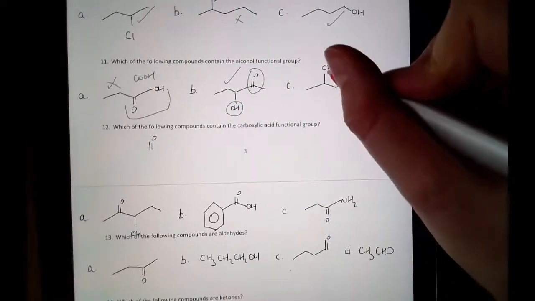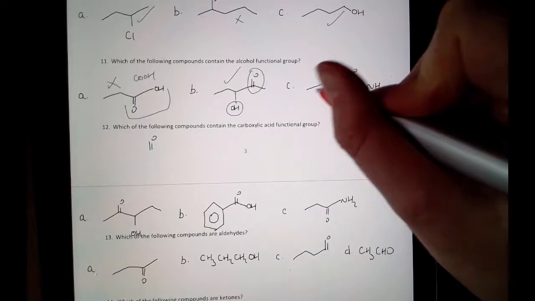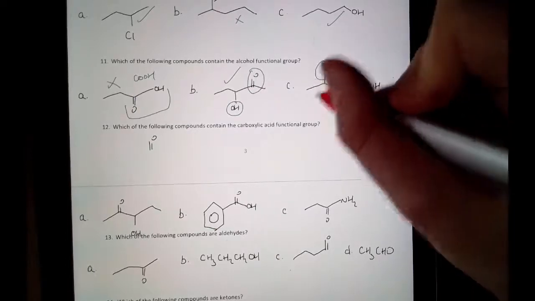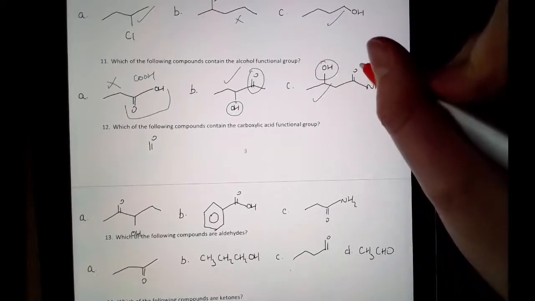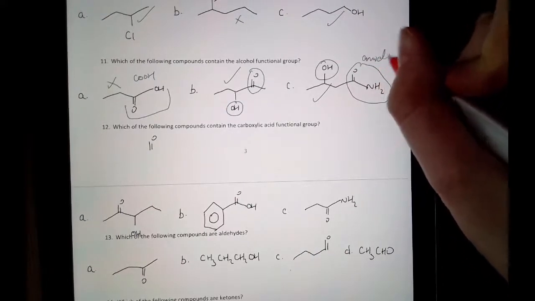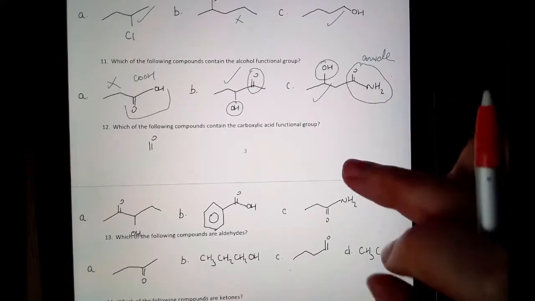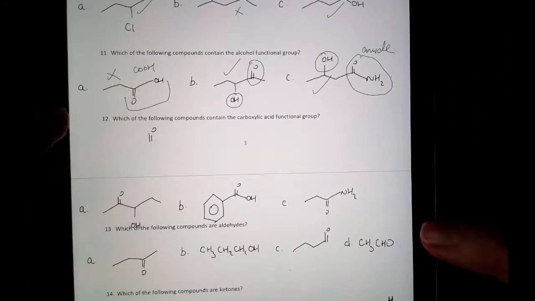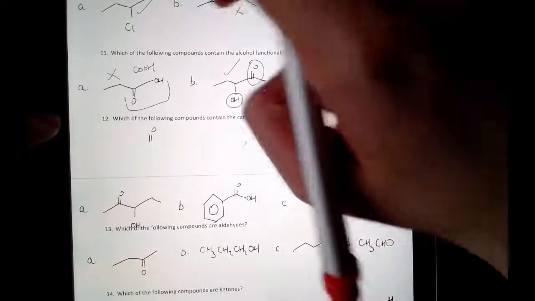Here, again, that OH is on a carbon that's not bonded to anything else. That makes it an alcohol. You've also got another functional group here at the end, which I don't think we've looked at yet, which is called an amide. But as long as it's got an alcohol, I can give it a tick. So this one has split on me a little bit, so I'm going to push this down.